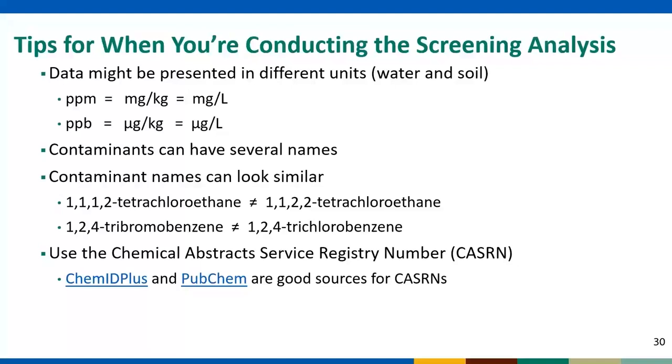When entering complex names that include numbers or cis and trans, it's often better to use the Chemical Abstract Services Registry Number, or the CASRN. This will avoid any confusion about chemical names. Good sources for the CASRN include ChemID Plus and the National Library of Medicine PubChem.